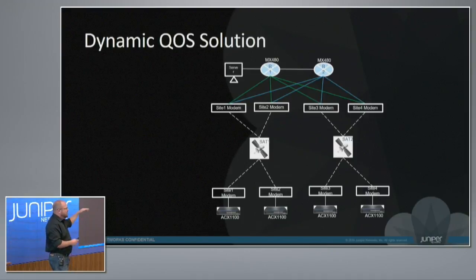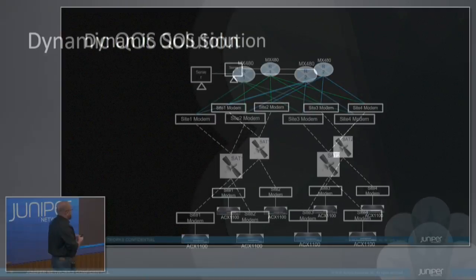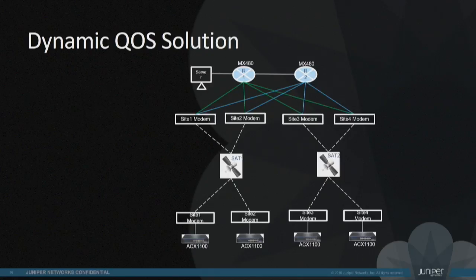And then there's site modems that are connected to these MXs. And that's where we're getting the information from into the application to decide how to change that class of service on the MXs. Those site modems communicate across the satellite to those moving vessels, and they have modems on their side as well. And then on the back side, they have the ACXs, which provide the routing and connectivity for whatever's on that vessel. The Ethernet handoff from the modems? Yes, the Ethernet handoff from the modems.